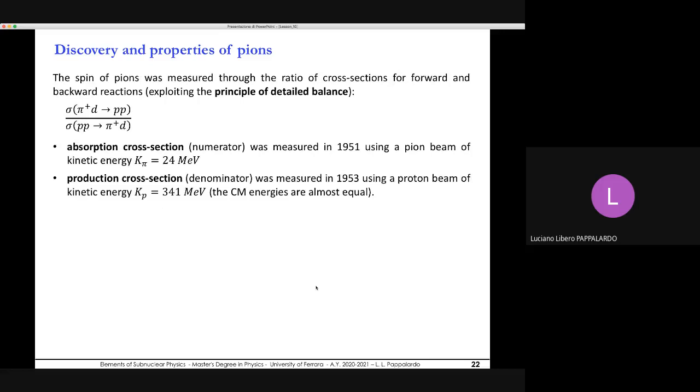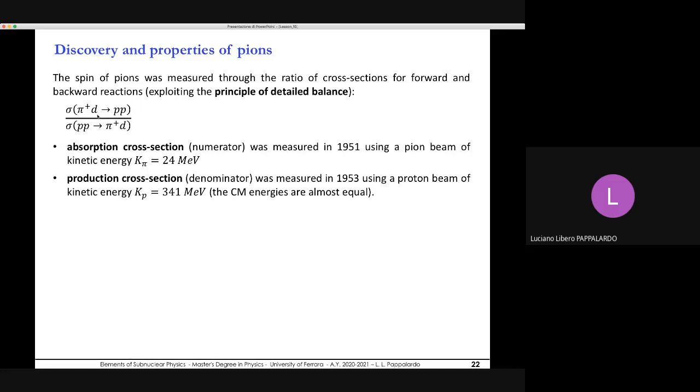Now, what about the spin of pions? The spin of pions was measured through the ratio of cross-sections for the forward and backward reaction, so by exploiting the principle of detailed balance that we studied yesterday with the time reversal operator, if you remember. Okay, so we have in fact now two reactions, which are one the time reversal of the other: pi plus d going into a proton pair, or proton-proton going into pi plus d.